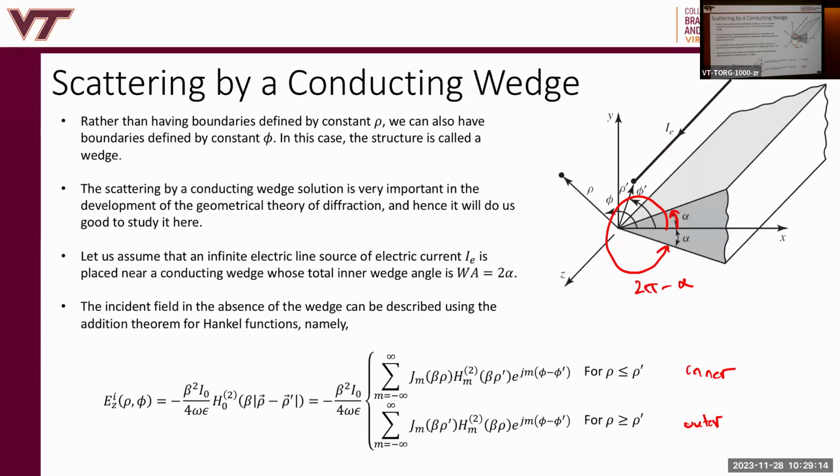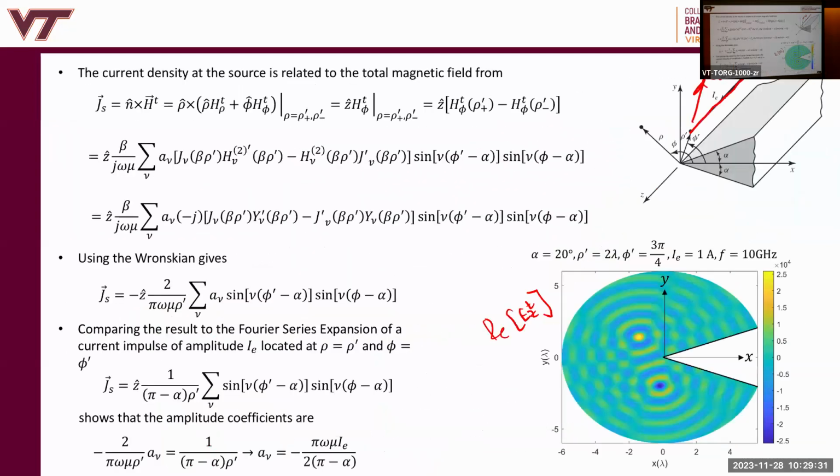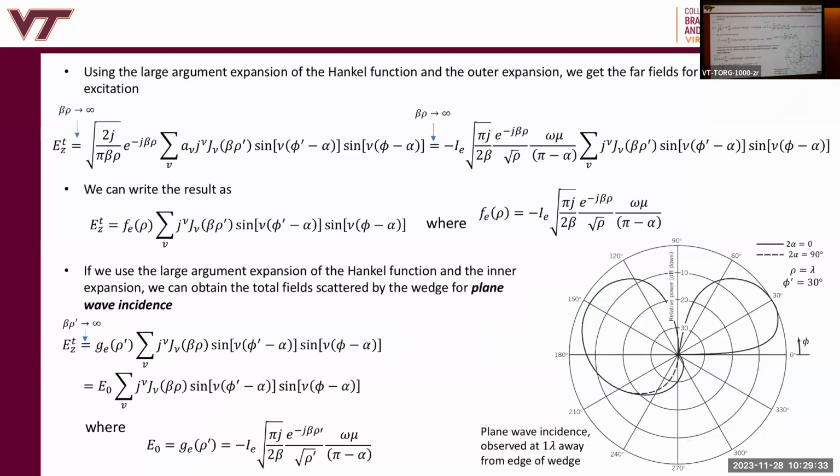Here. So the outer expansion is this one. No, it's beta m. So it's rho, it's beta rho. For the outer expansion we want the line source, which is located at rho prime though, not rho. So I guess we're going to use the far field. Okay, that's kind of confusing. Let's see. So we let beta rho go to infinity.